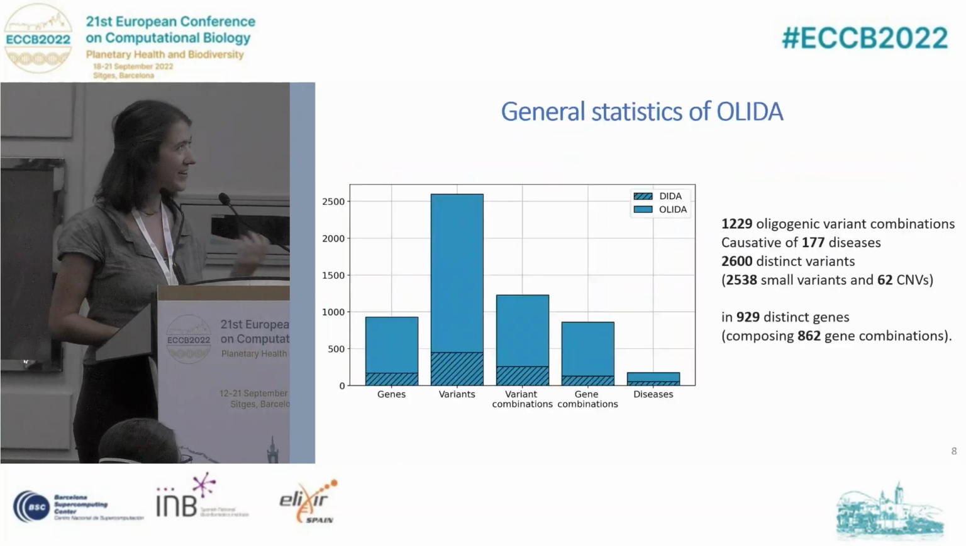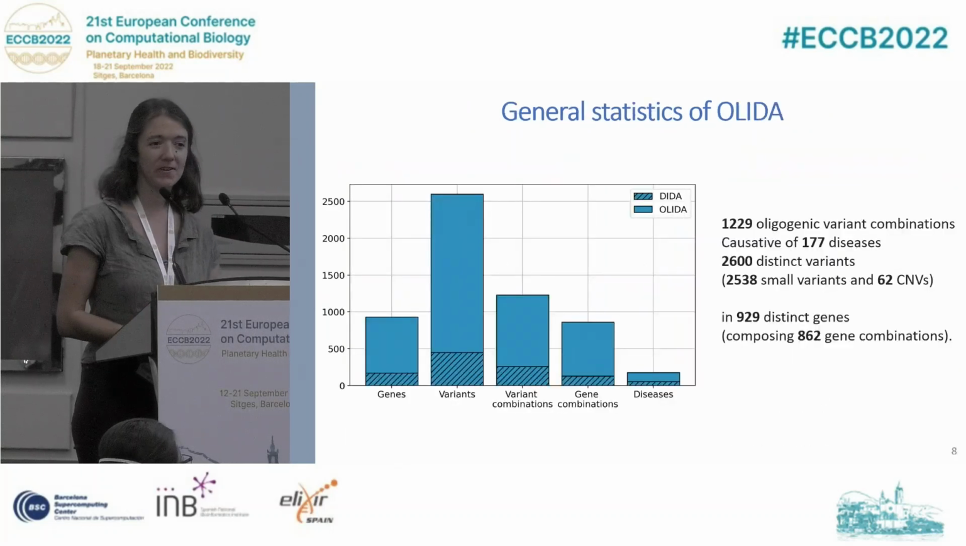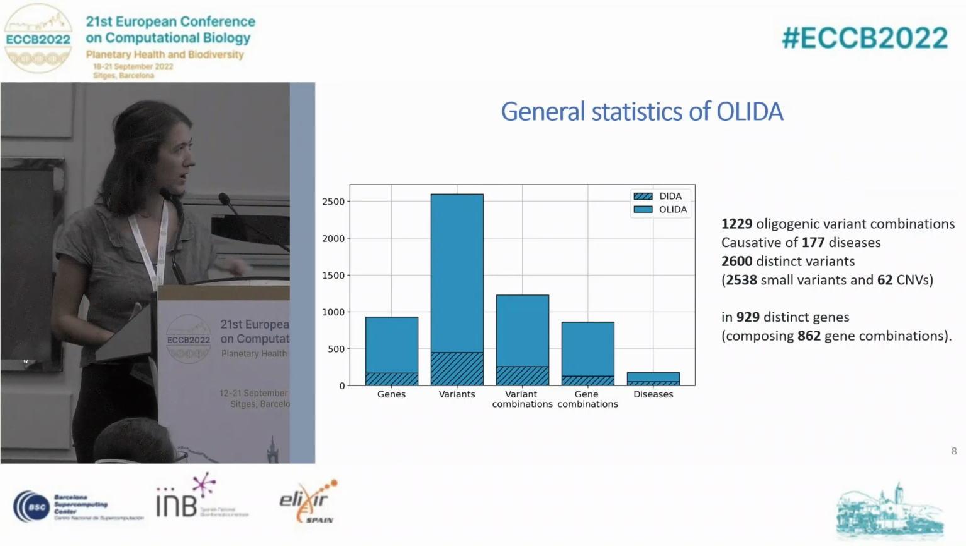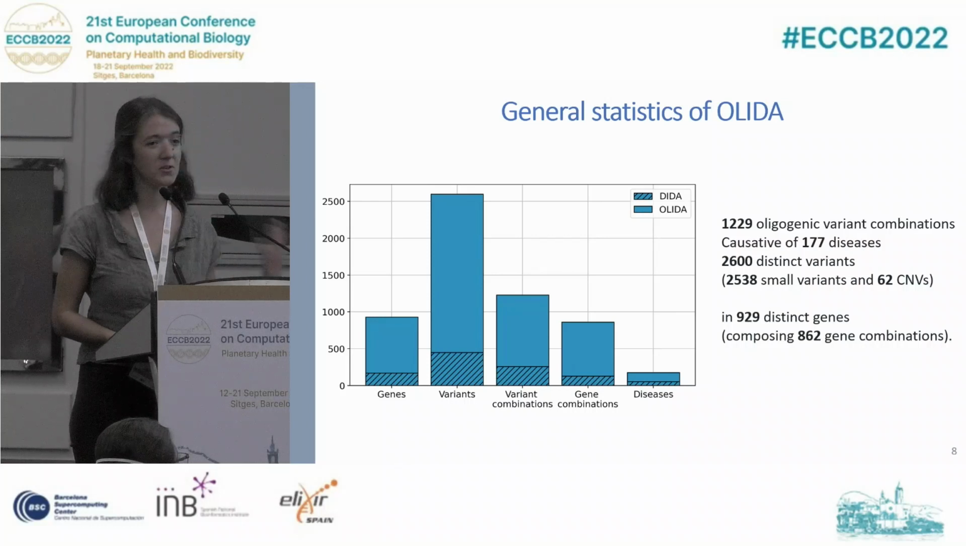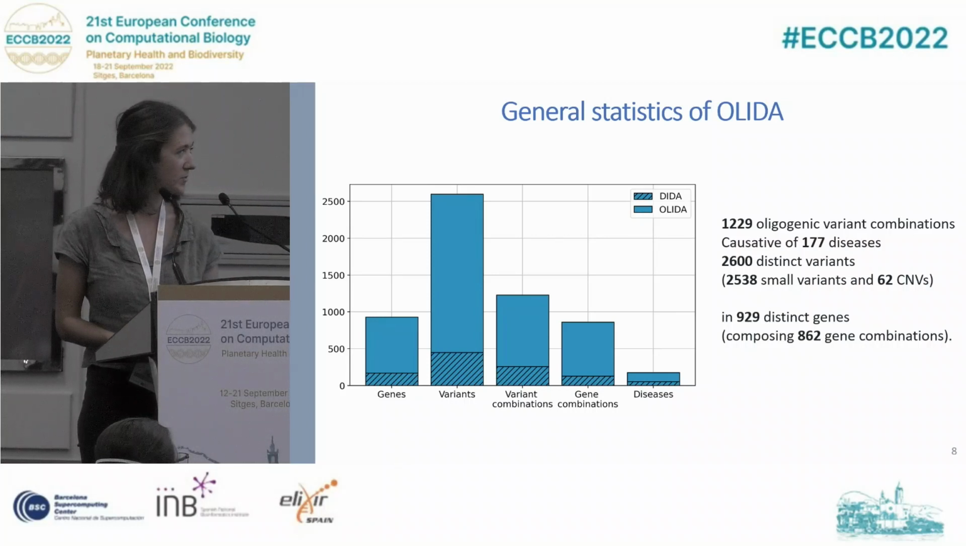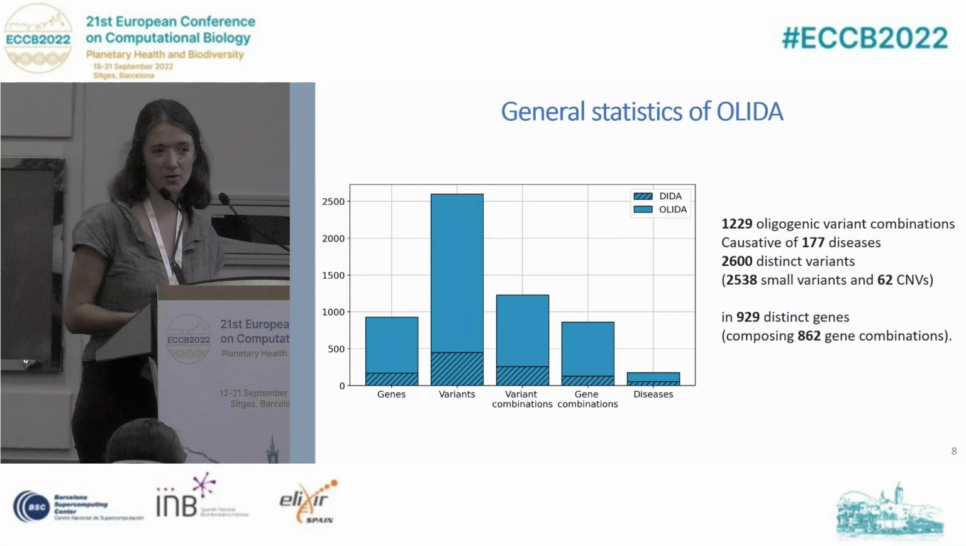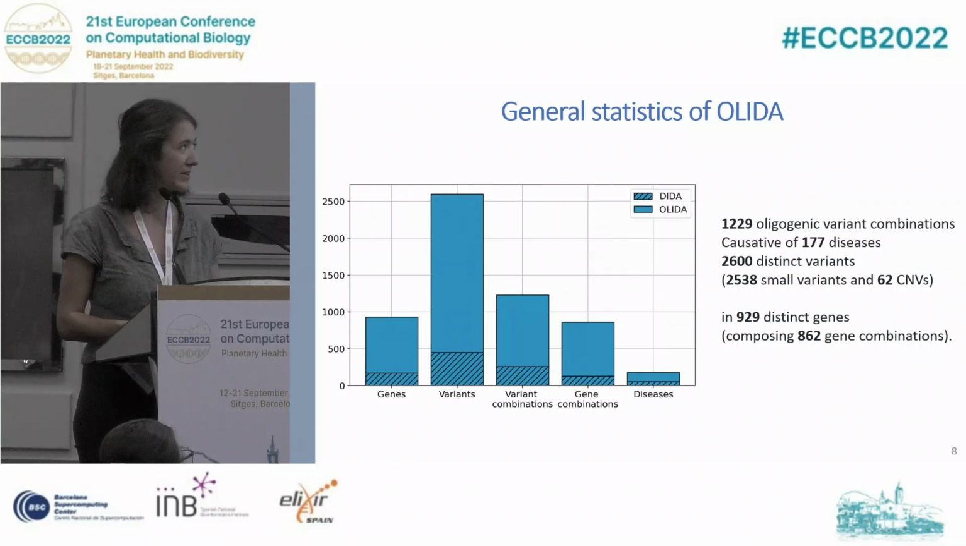So what we have in OLIDA now represents a huge increase over the data that was collected in DIDA. We now have data on 1,229 oligogenic combinations involved in 177 diseases. We now also collect data on copy number variants, so we have some combinations which contain about 62 copy number variants. It's basically a fourfold increase compared to the original database.